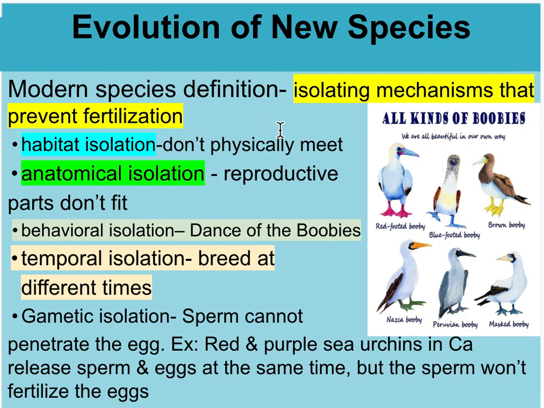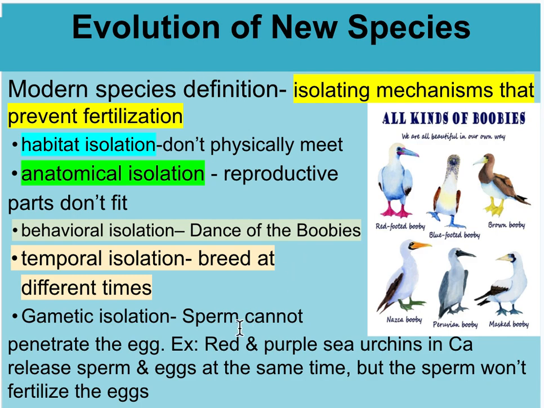There can also be behavioral isolation, like the dance of the boobies, where one will have a certain dance or a certain song, and then one from another species will come up and be like, oh, that's not how we dance and sing. I am not interested in you at all. Because one behaves differently than what the other is used to, that can be a behavioral isolation. Another thing that can prevent breeding is temporal isolation, where the two organisms simply breed at different times of the year. So maybe you have a female and a male together that are closely related, but it's April and she is not able to breed until May. Because of that, their breeding just doesn't work.